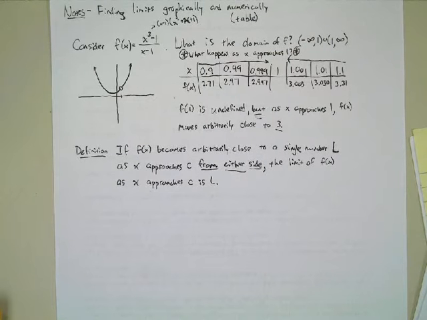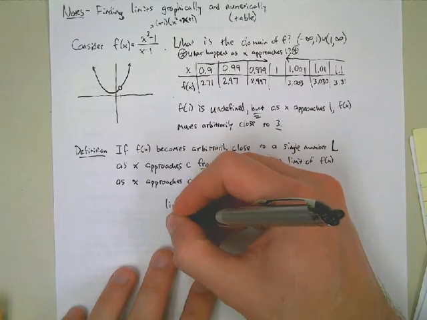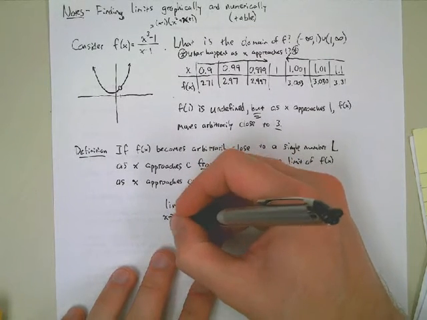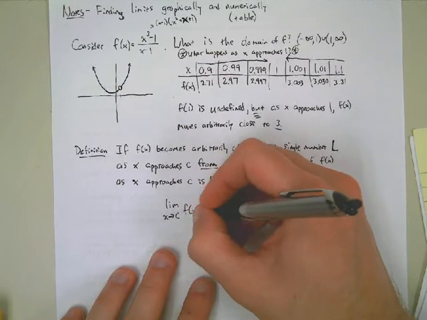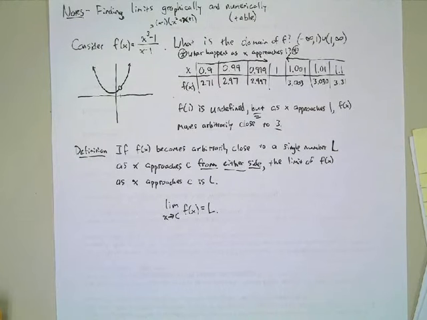The limit of f of x as x approaches c. Okay? So that's a lot of words to write out, right? And mathematicians, rather than writing out long sentences that are very verbose and overburdensome, we use symbols. And so here's that symbolically. The limit as x approaches c of f of x equals L. That's how you read that.